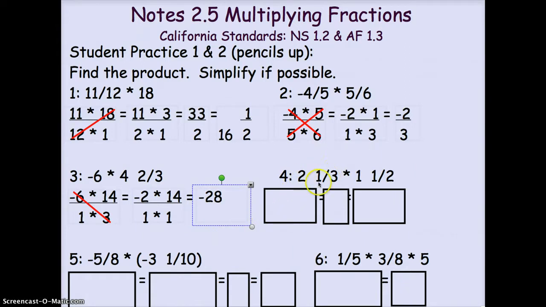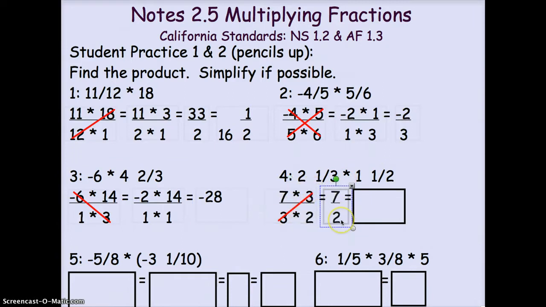Okay, problem number 4. Again, we have our mixed numbers. We need to turn them into improper fractions. 3 times 2 is 6, plus 1 is 7. 2 times 1 is 2, plus 1 is 3. Notice I have a 3 in the numerator and denominator. I can cross-cancel them. I end up with 7 over 2, which of course is improper, must be simplified. 2 goes into 7 3 times, with 1 left over, 3 1/2.